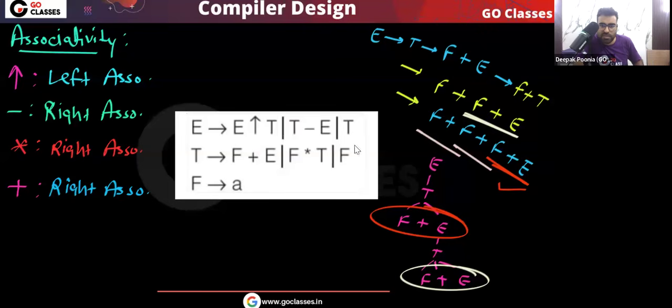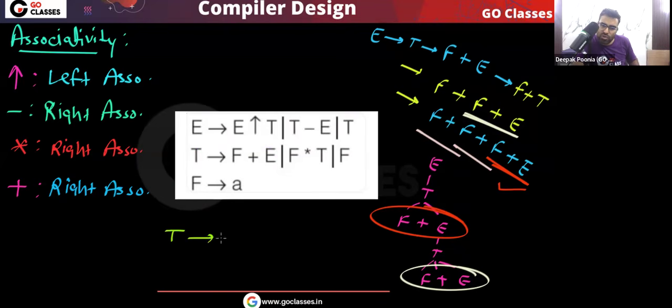In this grammar, we cannot directly judge, because we don't have left recursion, we don't have right recursion. Notice one thing: this F will simply go to A. Actually, this is basically right recursion, because T is going to E, E is going to T. So this is indirect right recursion. Notice what is happening here.